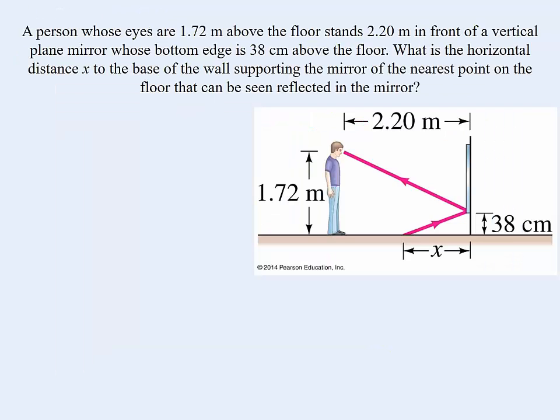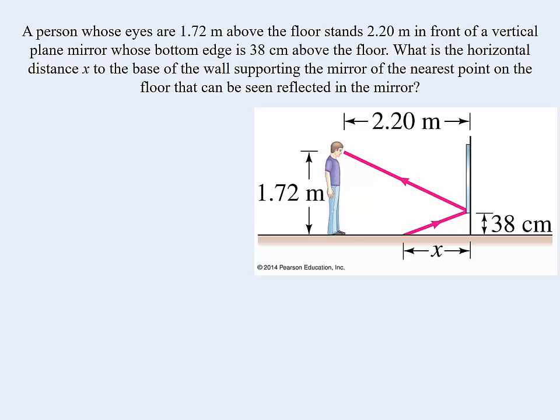Let's take a look at an example similar to that whole idea of how big does your mirror have to be and where do you have to stand. A person whose eyes are 1.72 meters above the floor stands 2.20 meters in front of a vertical plane mirror whose bottom edge is 38 centimeters above the floor. What is the horizontal distance x to the base of the wall supporting the mirror of the nearest point on the floor that can be seen reflected in the mirror? So in other words, how far from the wall can you see in the mirror?